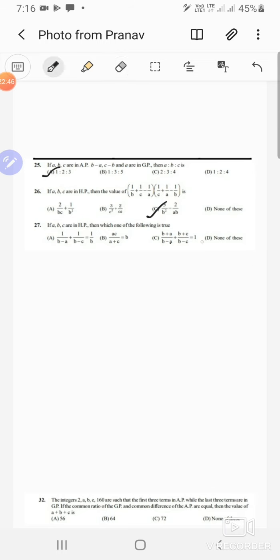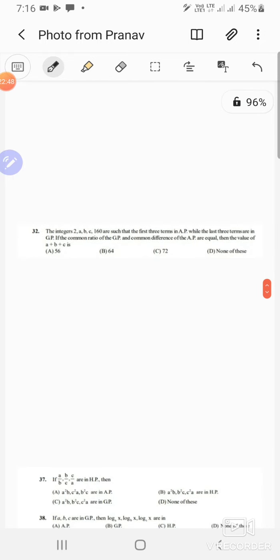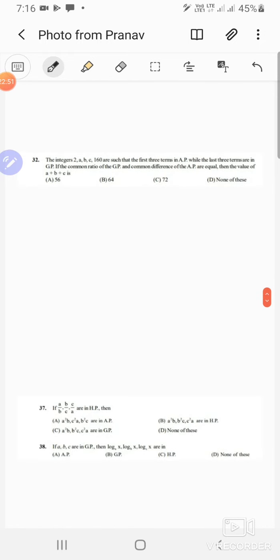That is weird. Fine, the integers 2, a, b, c and 160 are such that the first three terms are in AP, while the last three terms are in GP. If the common ratio of the GP and the common difference of the AP are equal, then the value of A plus B plus C is... okay, so the first three terms are in AP, which means that 2 times A equals 2 plus B, and the next three terms are in a GP. Oh, and also the common difference and common ratio are same.